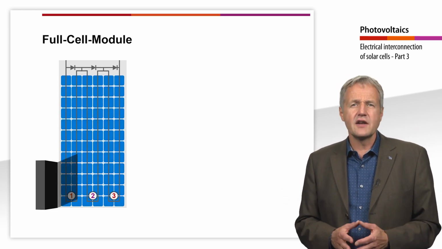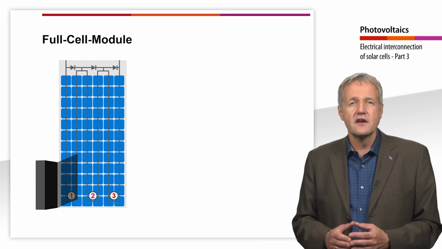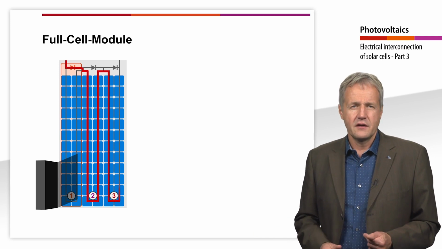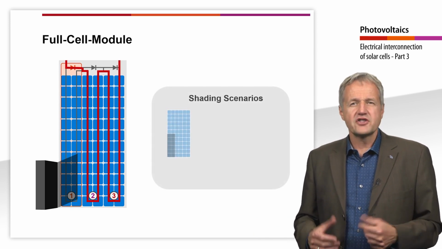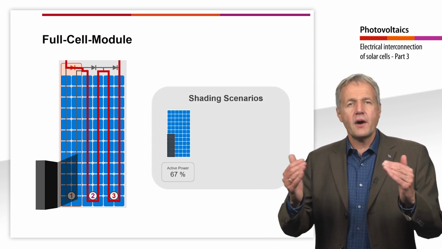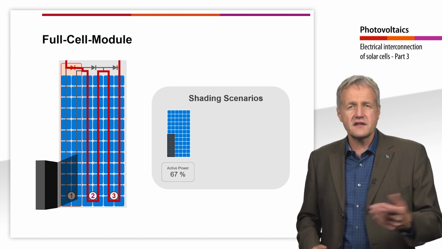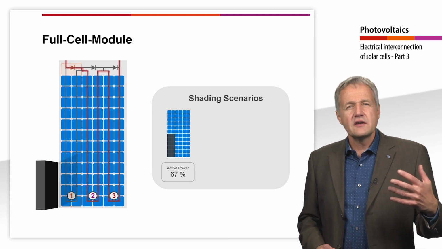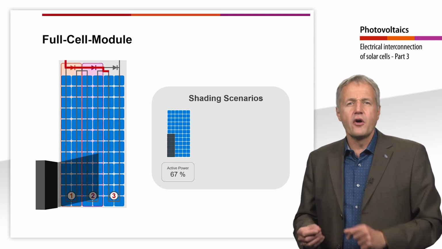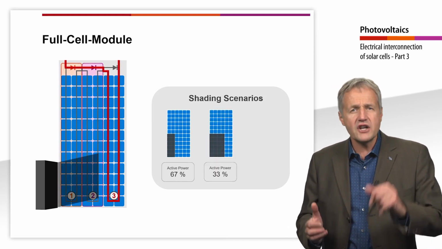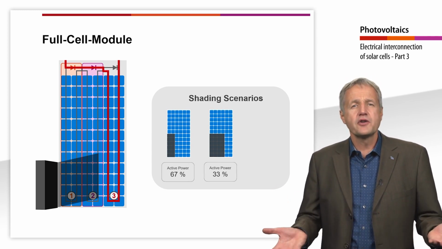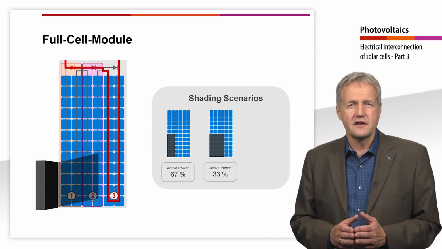If a solar cell in one of the strings is now shaded, the corresponding bypass diode bypasses the string. By bypassing the shaded string, the module power drops by 1/3. Only 67% of the module is active. If now an even larger part of the module, including cells from string 2, is shaded, string 2 is also bypassed. The module output drops to 33%.